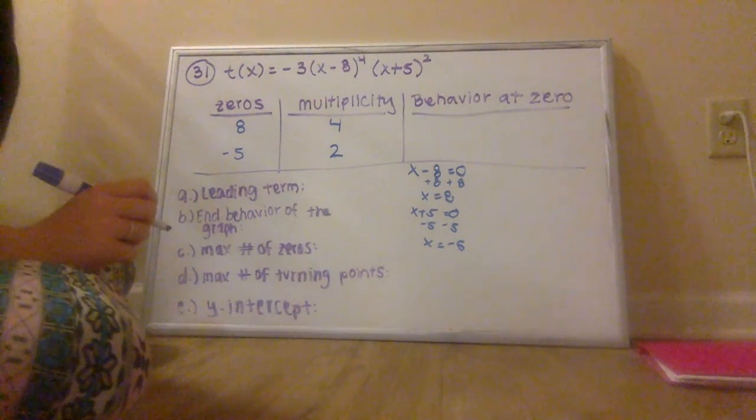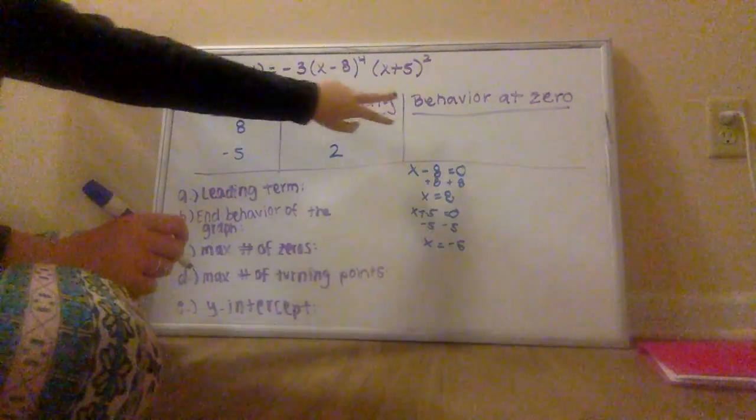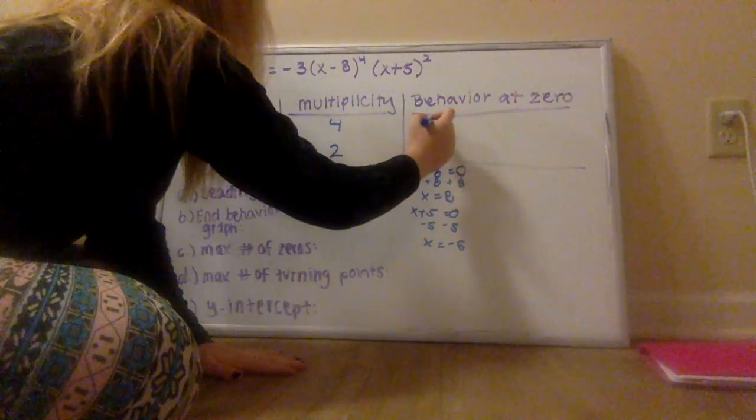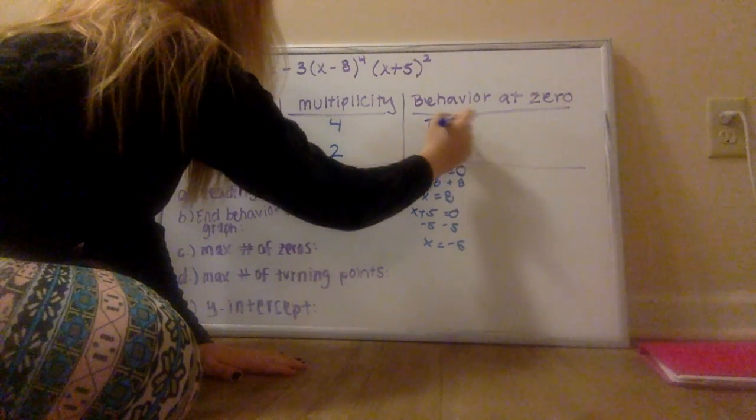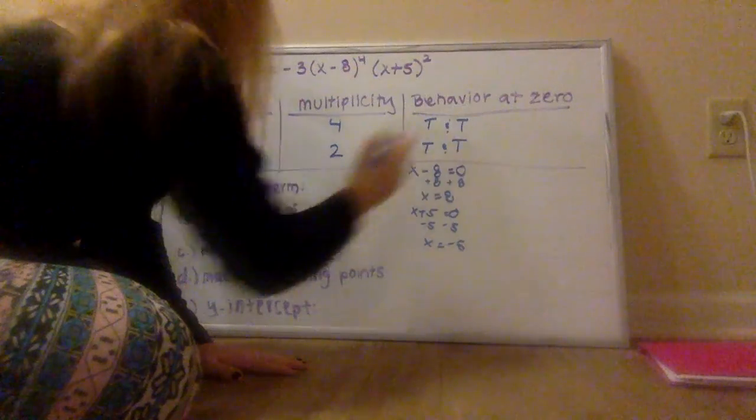And then looking at our behaviors at the zeros, because these are both even numbers, both of these behaviors at 0 are going to touch and turn. So I'm going to use t and t. They're going to touch and turn at both of them.